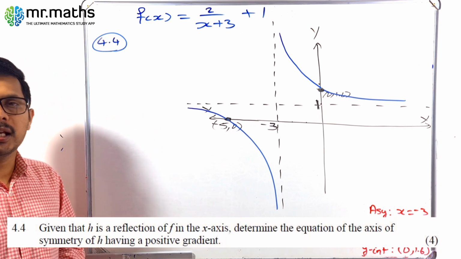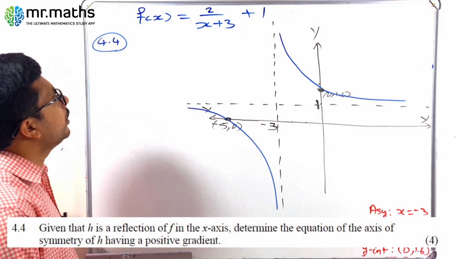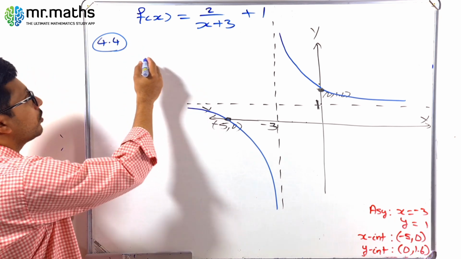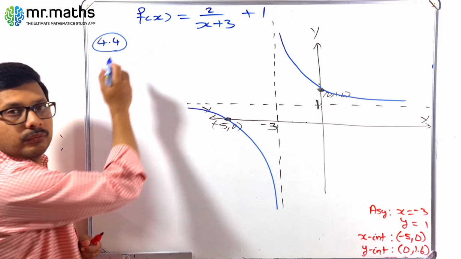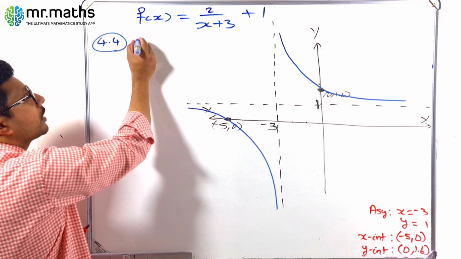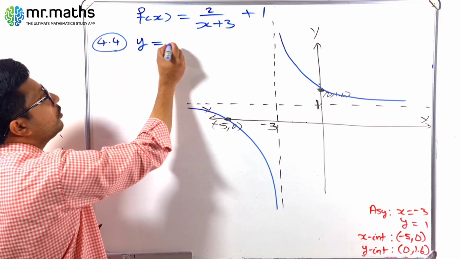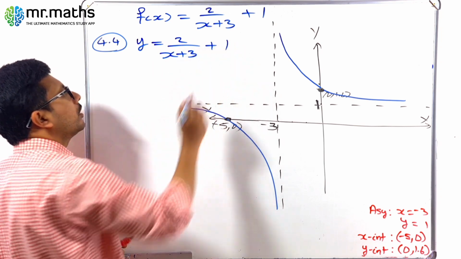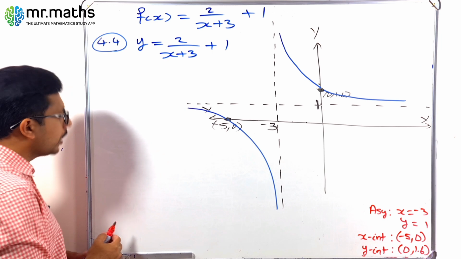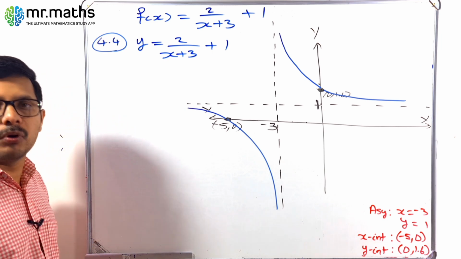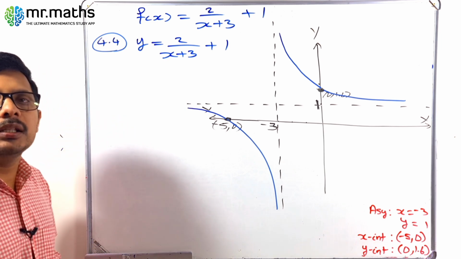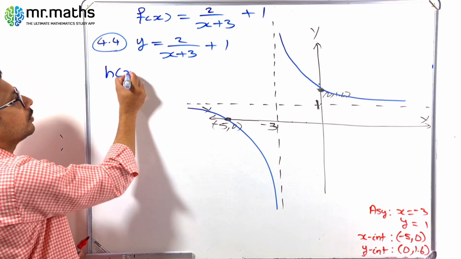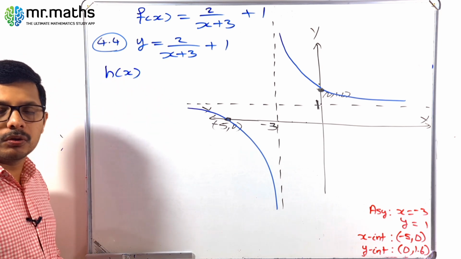They are saying that there is another equation called h of x. First let me write this f of x. You know that f of x is the same as y. y is equal to 2 divided by x plus 3, plus 1. That is f of x. Now they are saying that there is another equation called h of x.